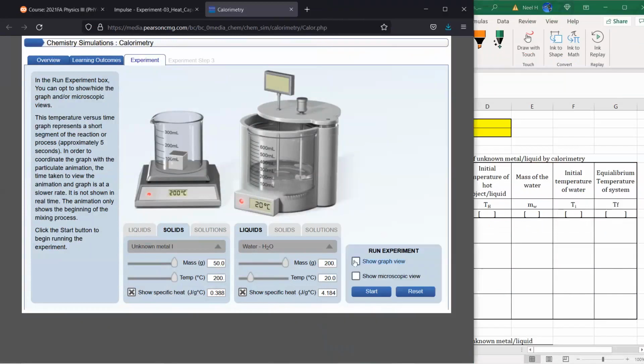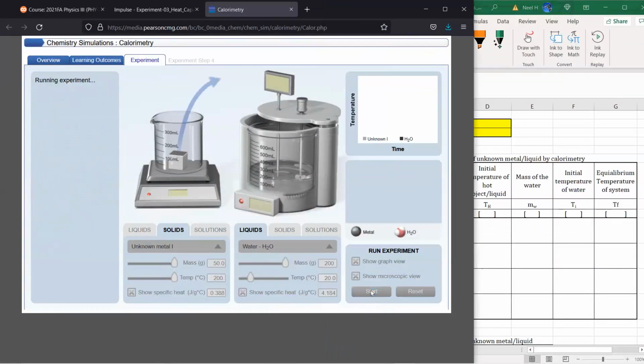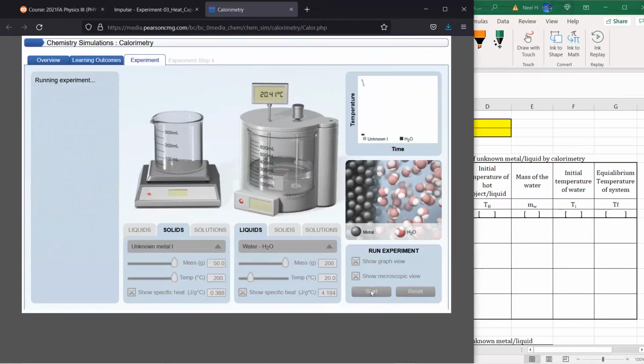That's it. You can click this show graph right here. You click if you want to see spectroscopically how the atomic or molecular vibration behaves in the two systems too. We don't care that much. And then all you have to do is click the start button, and that will put the object in. The hot object is starting here, and the temperature will change, starting from 20, slowly increasing.